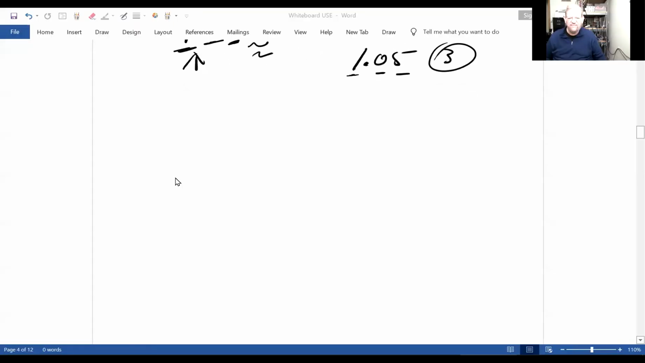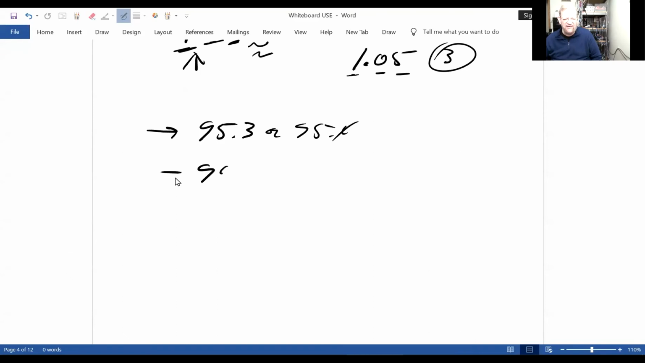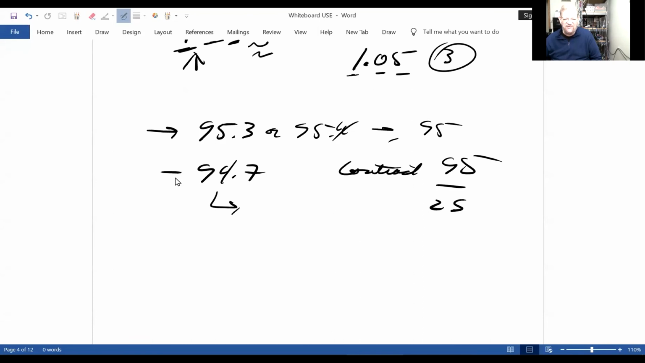Well, they got 94.7. And let me go to the whiteboard. We shipped, I think it was 95.3 or 95.4. They got 94.7. The contract said 95. Now notice this is two significant figures. If you round this off, you get 95. This is 3, you round it off to 2, you get 95. And this is the minimum. You have to have 95 or higher.